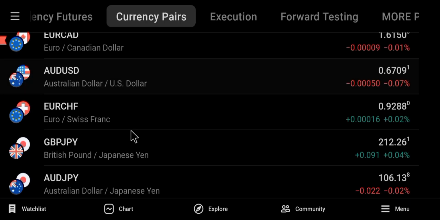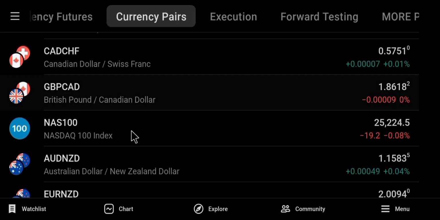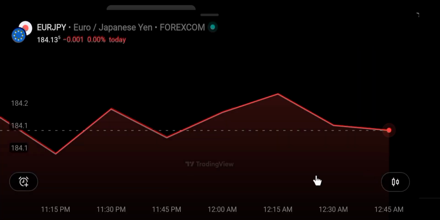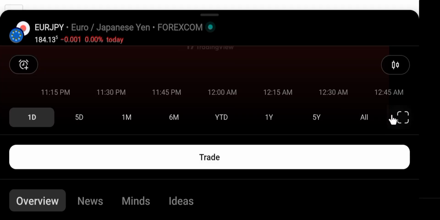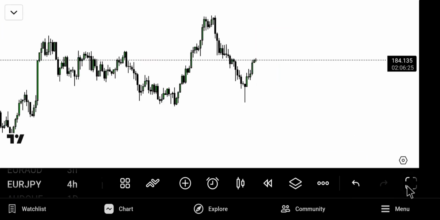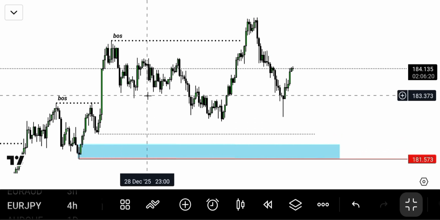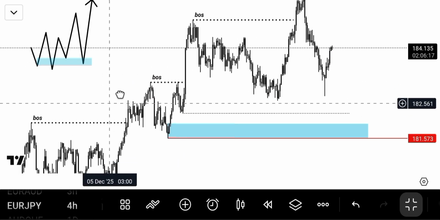Another trade we are actually active on is a new limit order that I set on Euro JPY. Let's see what we have on Euro JPY. Okay, so this is what we have on Euro JPY. What is the explanation behind this?